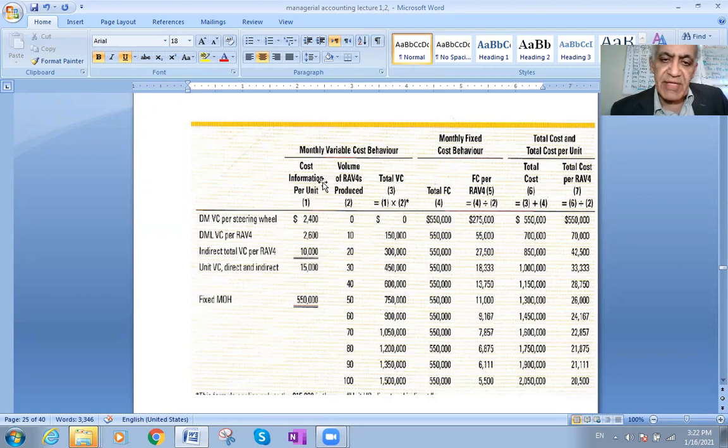Here he's giving me the variable costs per unit: 2,400 direct and indirect, and 2,600 and 10,000, all comes to 15,000. So all the variable costs for each unit will be 15,000. For each unit, 15,000. While the fixed cost is 550,000.